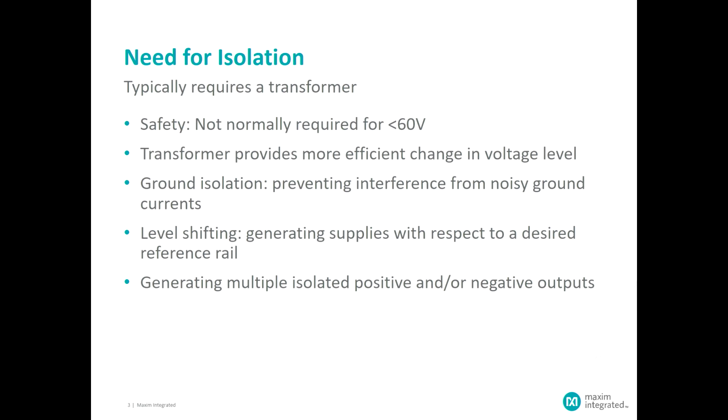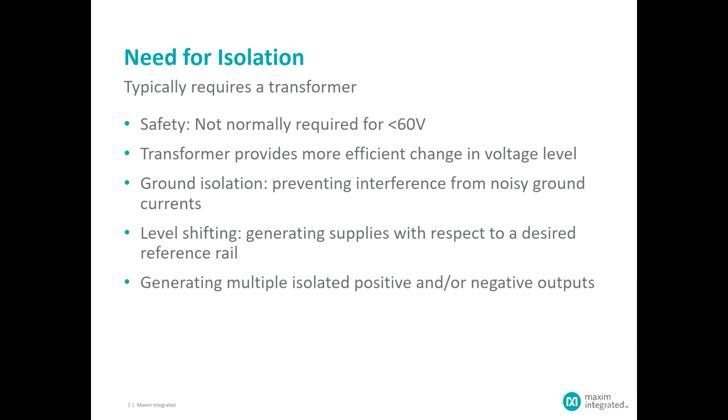Isolation typically means that we put a transformer in the power path somewhere to be able to isolate the high voltage from the users who might have their hands on the power supply around its output. So safety is first and foremost a requirement or a driving force for isolation. But actually, for voltages less than 60 volts, safety is not normally required because that has been defined as a non-hazardous voltage.